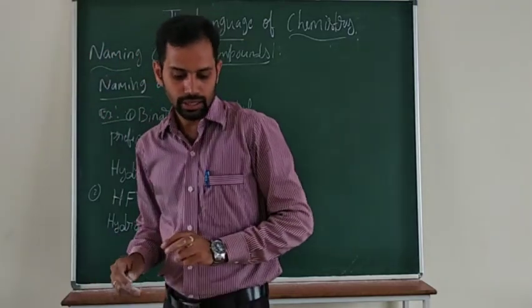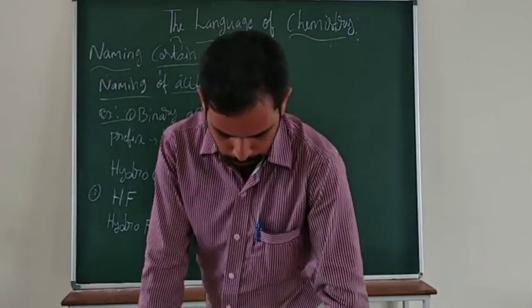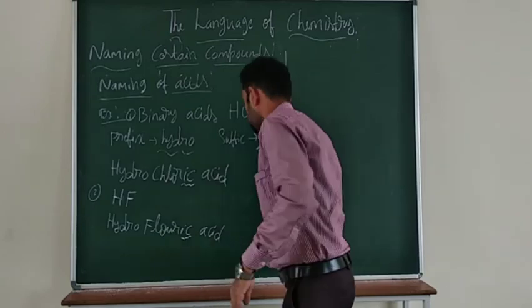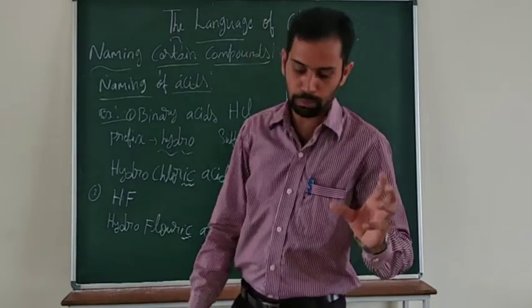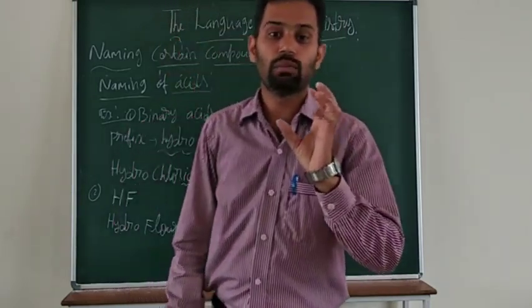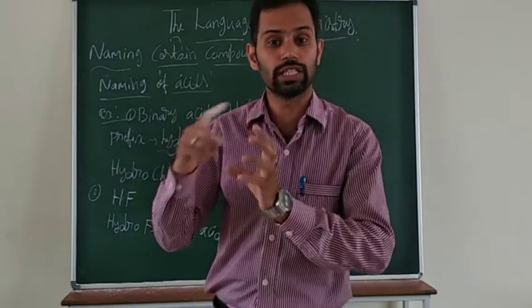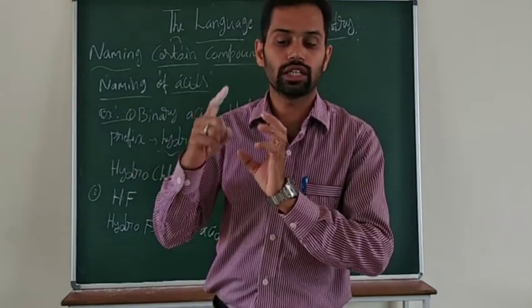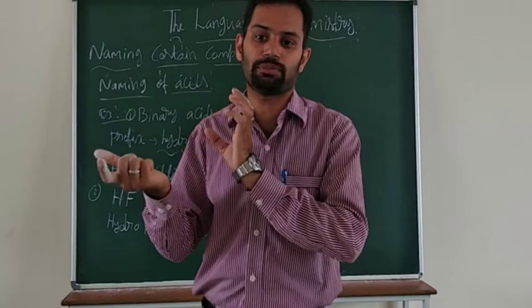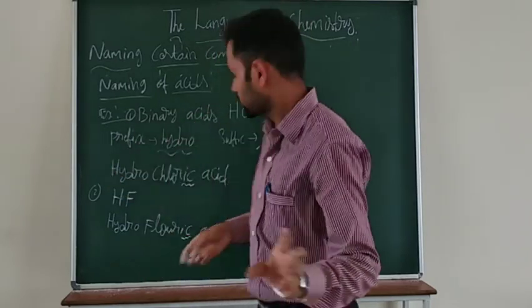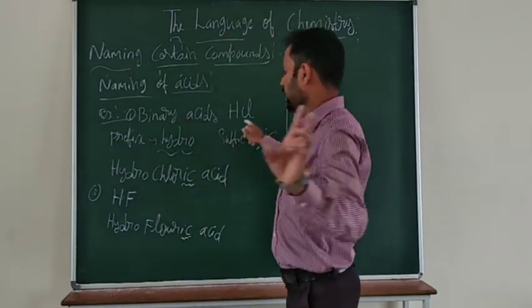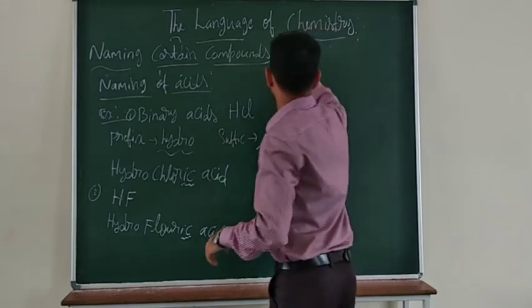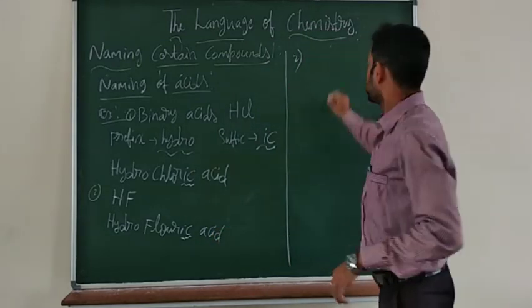Then compounds with polyatomics. Poly means more than 2. Polyatomic means more than 2 elements present. Here 2 elements are there, that's why it is called binary acids.